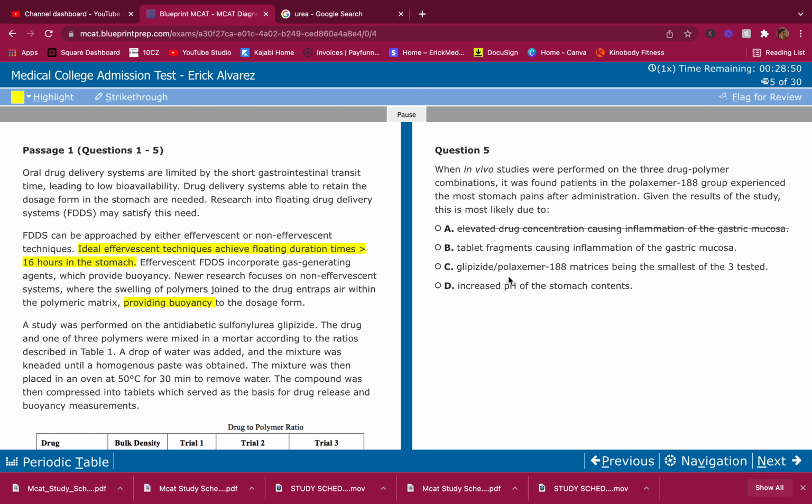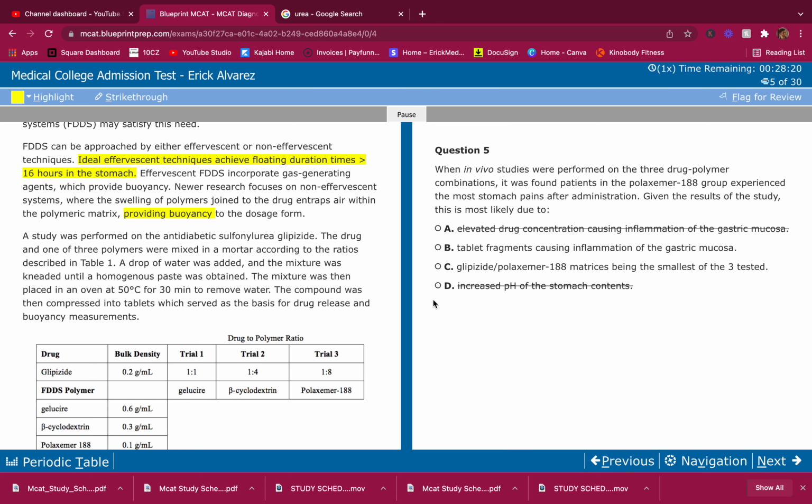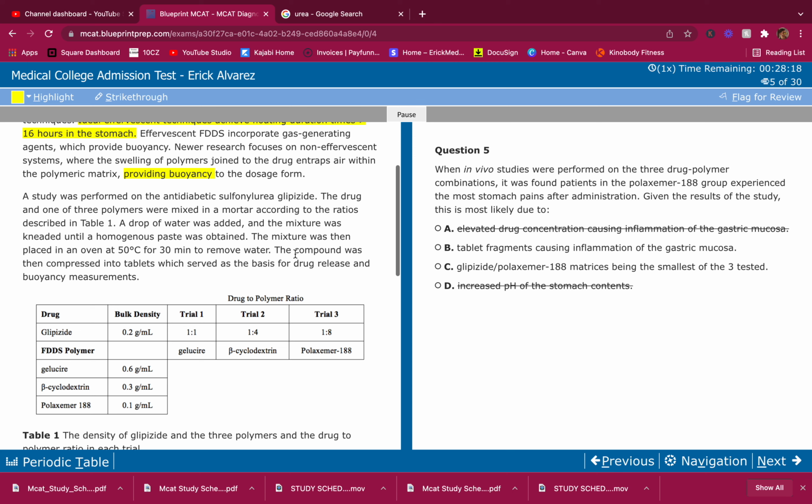Glipizide/poloxamer 1A matrices being the smallest of the three tested. Interesting. Wow, this is a harder question. And increased pH of the stomach contents. Well, that's wrong. We can eliminate that one. Eliminate what's bullshit, chop those answers out. You're left with two now. This is a good question. I like questions that make me think about it a little bit.